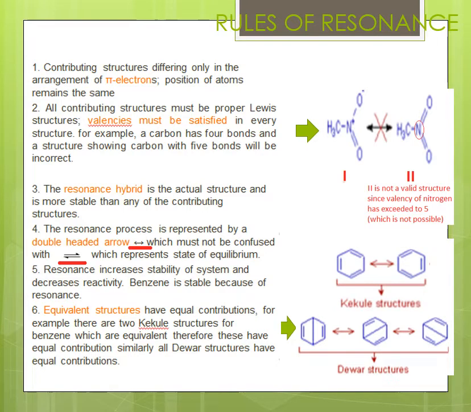The sixth rule for resonance is that equivalent structures have equal contribution. For example, the two Kekulé structures for benzene are equivalent. They are similar, so they contribute to an equal extent. While the Dewar structures are equivalent, so they have equal contributions.